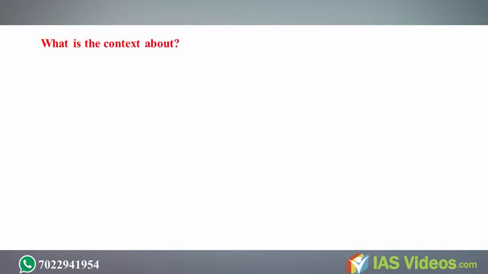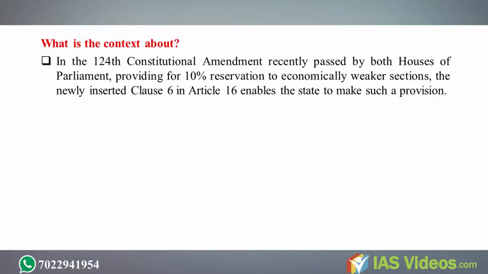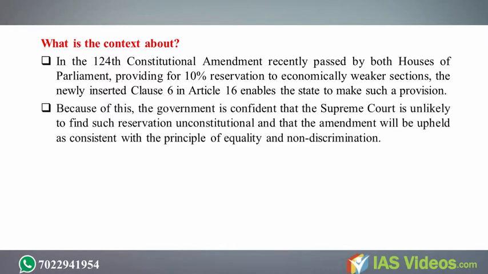What is the context about? In the 124th Constitutional Amendment recently passed by both the Houses of Parliament, providing for 10% reservation to economically weaker sections, the newly inserted Clause 6 in Article 16 enables the state to make such a provision. Because of this, the government is confident that the Supreme Court is unlikely to find such reservation unconstitutional and that the amendment will be upheld as consistent with the principle of equality and non-discrimination.